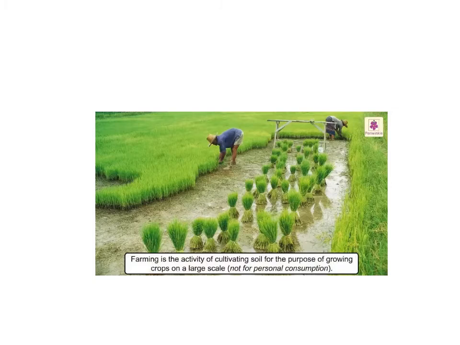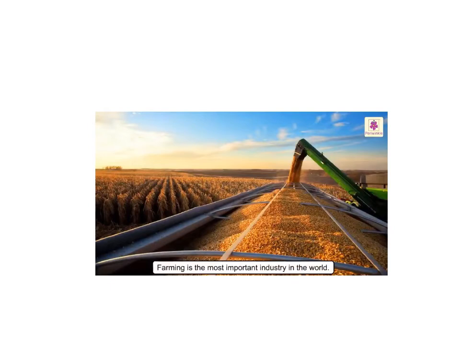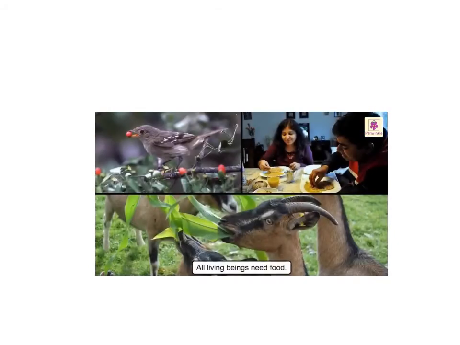Farming is the activity of cultivating soil for the purpose of growing crops on a large scale and not for personal consumption. It is the most important industry in the world because it produces food. And all living beings need food. If there was no food, no human being would remain alive to work in any other industry.